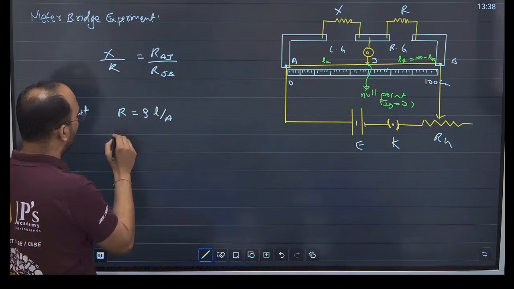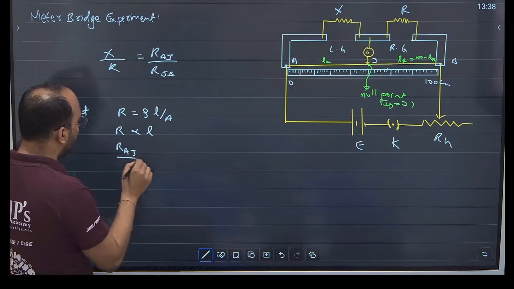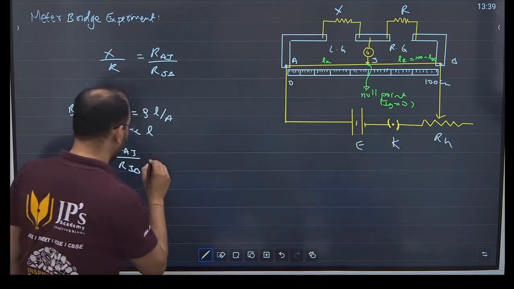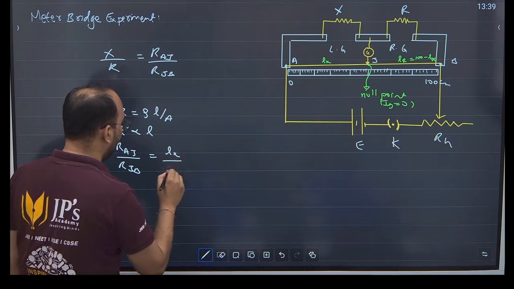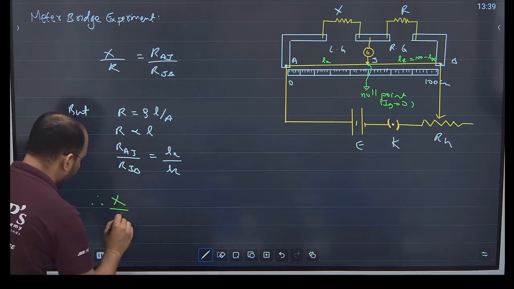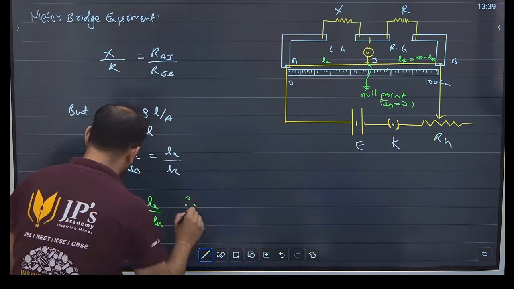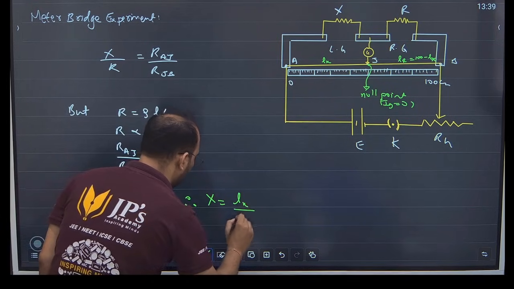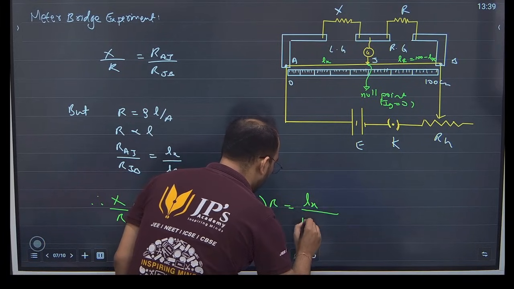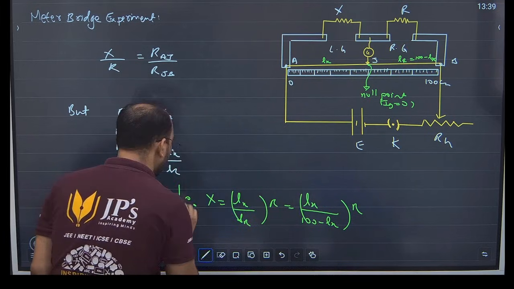तो if rho and A are constant, R is proportional to L लिख सकते हैं, which means R AJ upon R JB, ये रेजिस्टेंस और ये रेजिस्टेंस का रेशियो निकालना है तो just length का रेशियो ले लो, तो Lx upon Lr लिख सकते हैं हम इसको, okay. Just substitute, you have X upon R is equal to Lx upon Lr, or basically we can write X is basically Lx upon Lr into R, or you can write like this also, it is Lx upon 100 minus Lx into R. Remember I am measuring in centimeter.